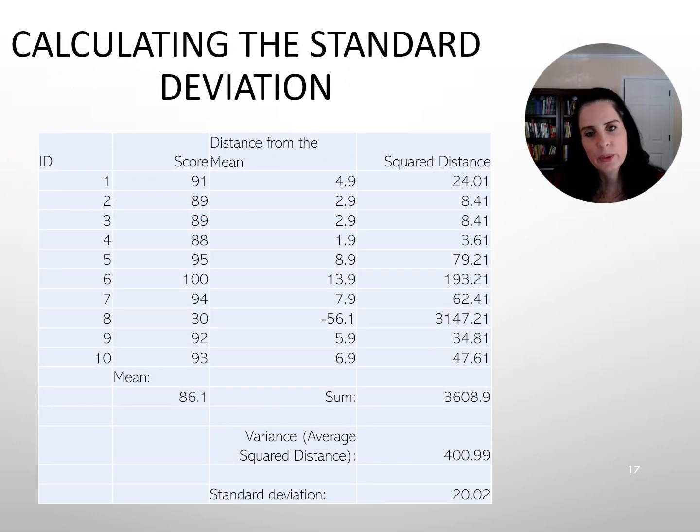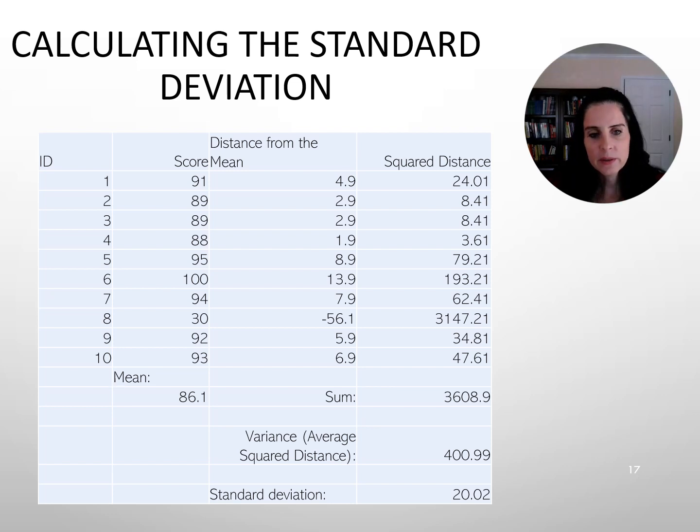This example shows how to compute the standard deviation for the data set in our example. We already know that the mean of all test scores is 86.1. Then for each individual, we compute the difference or the distance from the mean. You can see these differences in the third column. For the first student, the difference is 4.9. For the second one, the difference is 2.9, and so on. These differences are positive because these students have test scores that are larger than the mean. The only one with a negative difference is student 8, our outlier, with a score of 30.